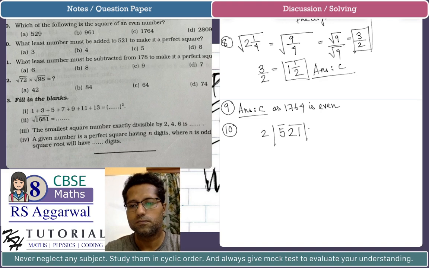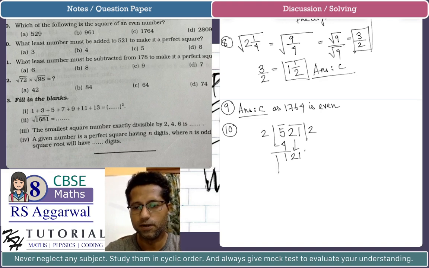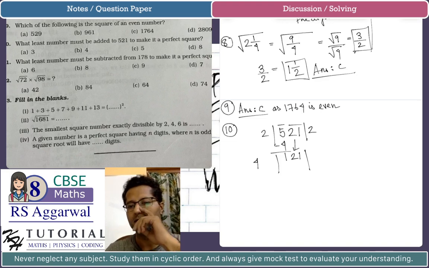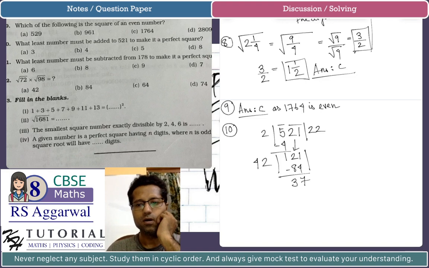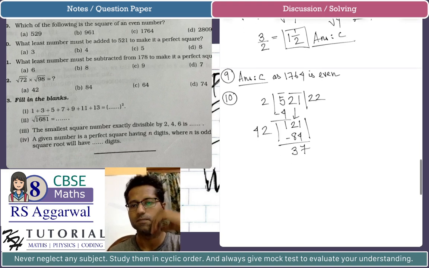and we have 2, 2, we have 4, remainder 1. We bring down the next period 21, and then the dividend is 121. The next partial divisor is 2 into 2, 4, and what will it be here? 2, 3. So it will be 2, and we append 2 over here, and we have 84. So the remainder is 37. So it is asking what least number must be added to 521 to make it a perfect square. What least number must be added?